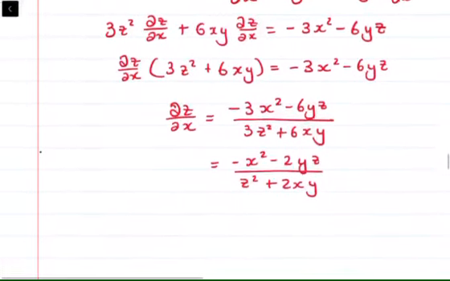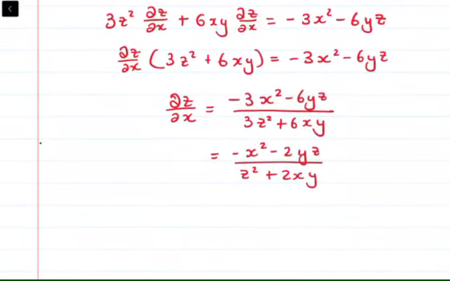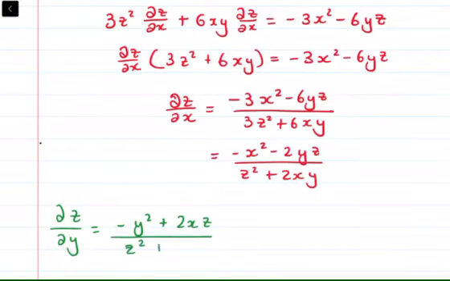Okay, so now I want you to attempt the same thing, but for partial z, partial y, and your answer should be minus y squared plus 2xz over z squared plus 2xy.